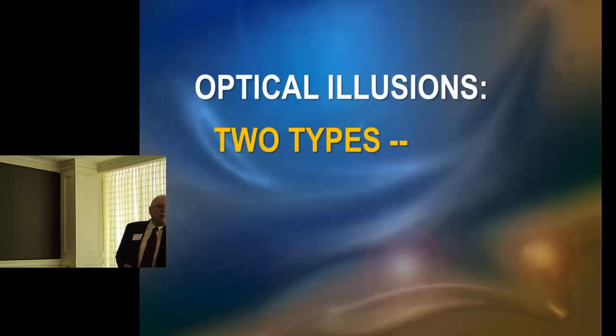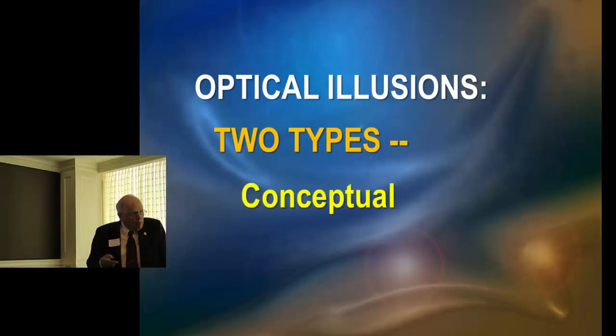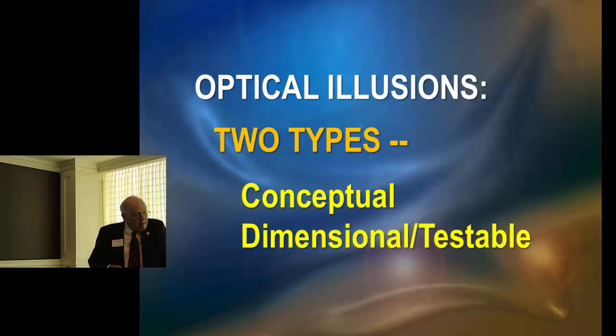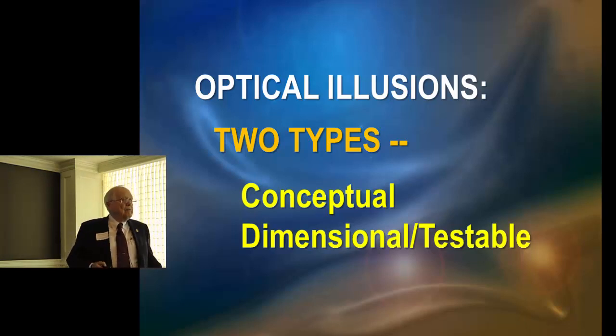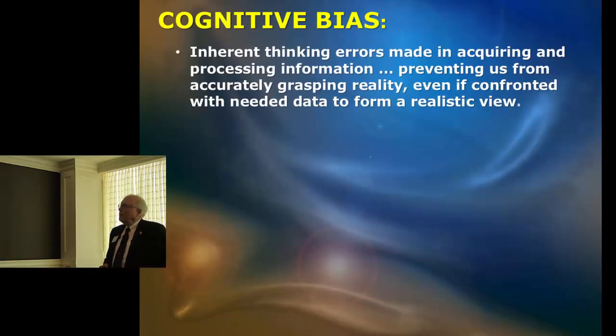So the two types of optical illusions, we've just looked at each style. The first one is a conceptual one. Whether you saw an old woman or a young woman has nothing to do with right or wrong, it just is. It's something deep in the way you think about things or see things. The other type is something that you can resolve. You can measure, you can analyze. So I'll show you how cognitive bias relates to this as we go along here.